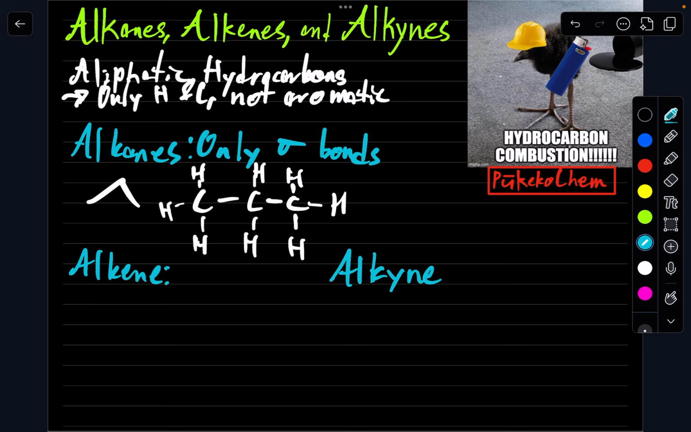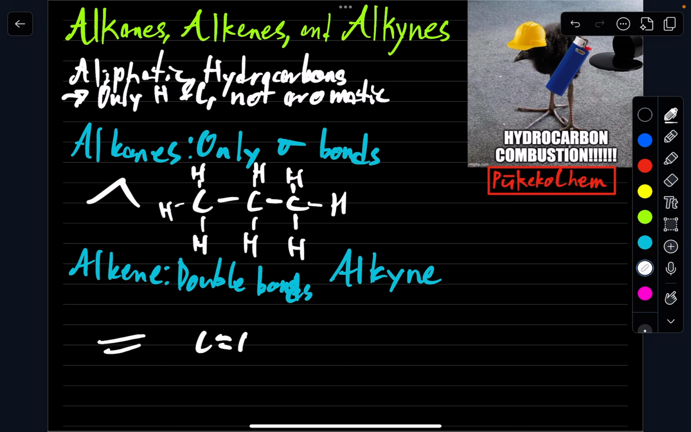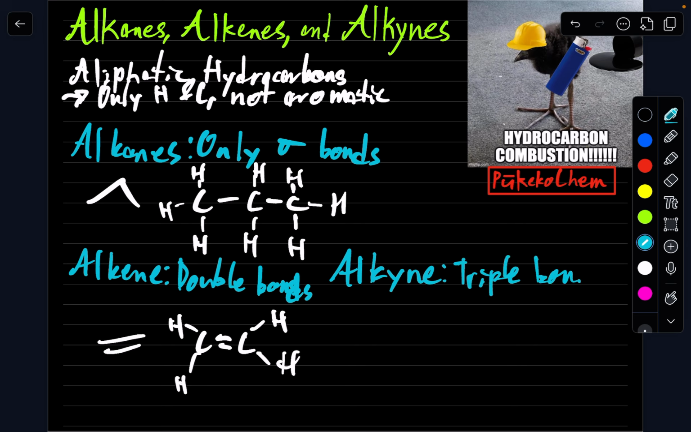Now, alkenes have single bonds, but they also have double bonds between carbons as well. So an example would be ethene, which has a skeleton like that and a full structure like this. Now, alkynes, similarly to alkenes, they have single bonds too, but they also have triple bonds. And an example can be propyne, which looks like this and like this.